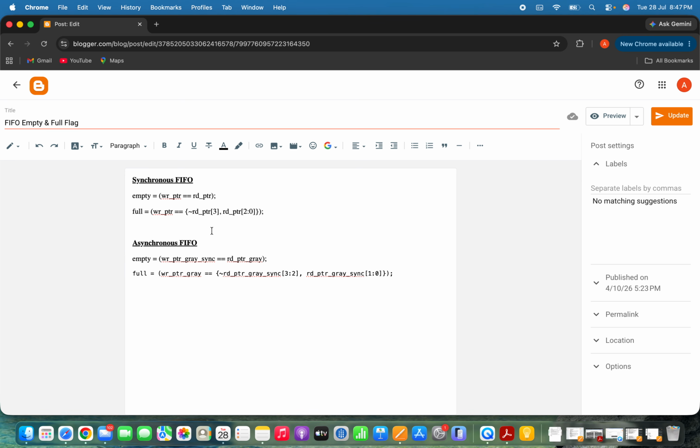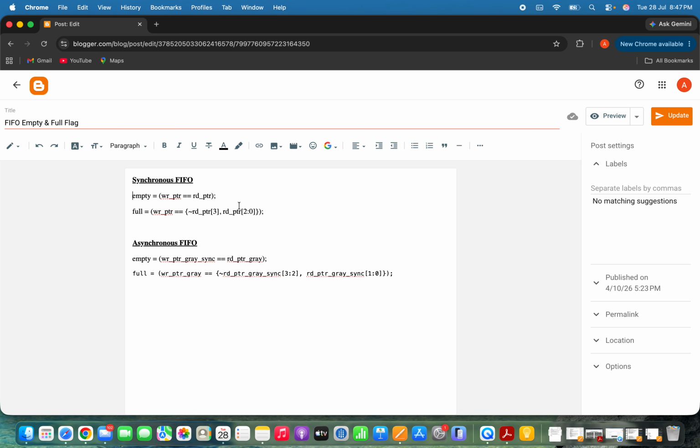Now let's understand the full condition. A FIFO is full when all memory locations are occupied, meaning there is no space left to write new data. So we might wonder here, if both pointers become equal when the FIFO is full, how do we distinguish it from the empty condition? The answer is an extra pointer bit. The write and read pointers are usually one bit wider than the address width. This extra bit changes every time the pointer wraps around the FIFO.